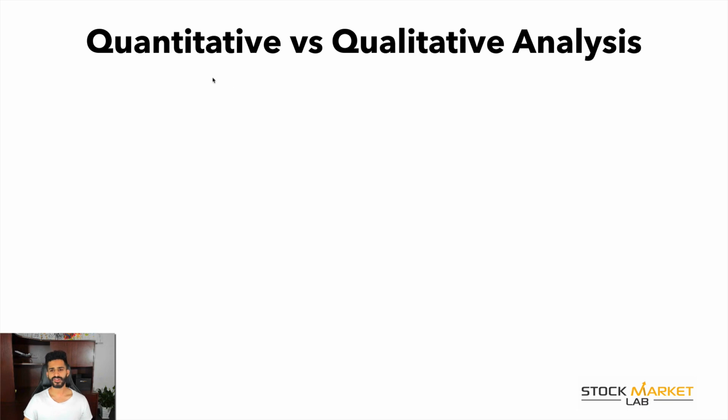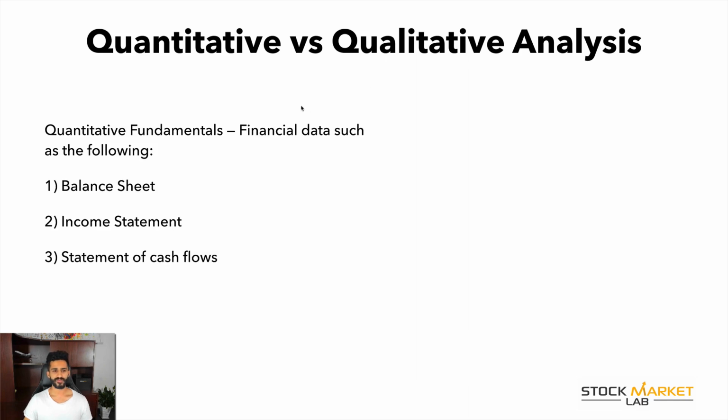Now, in fundamental analysis, there's two types of analysis. There's quantitative and qualitative, right? So what is the difference? So in quantitative fundamental analysis, this is financial data such as the following: balance sheet, income statement, statement of cash flows. So basically, when we do our quantitative fundamental analysis, we are looking at real hard numbers. We are looking at how much money has the company made, is the company growing, are they profitable? How much money are they making? How much money are they losing? What are their liabilities? We are looking at actual hard financial numbers that are real. That's what we're focusing on when we are looking at the quantitative fundamentals.